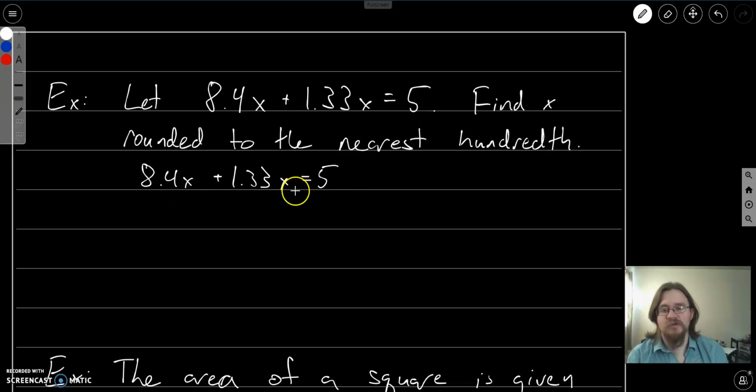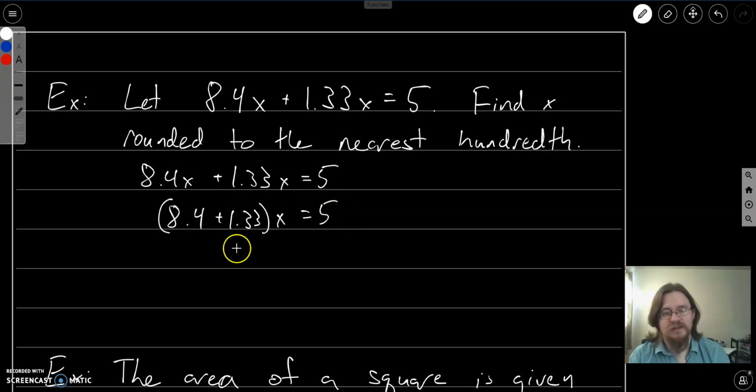So I have two terms with just an x. I can combine these together by adding what's out in front. It's going to be 8.4 plus 1.33. And when I add these together, I can just do this on the calculator. This I did beforehand. So this will be 9.73x, and this is equal to 5.